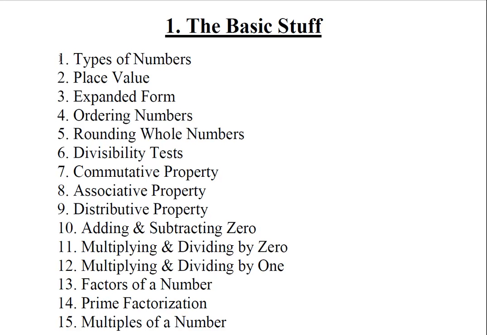Number 1, we have types of numbers, classification of numbers, their types, place value, ones, tens, hundreds, thousands, and so on. The expanded form of a number, how to order numbers, put them in order from least to greatest or vice versa, rounding whole numbers, divisibility tests, how to find if a certain number is divisible by 2, for example, or 5, or 7, or 6, so on and so forth, without using a calculator, because as you all know, you are not allowed to use a calculator at all on this test.